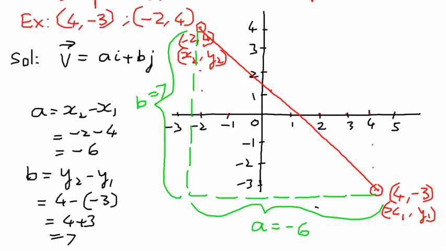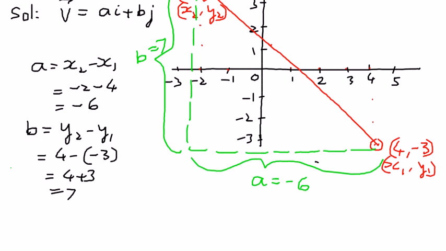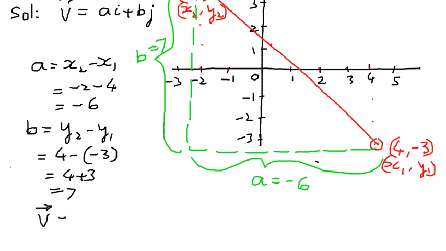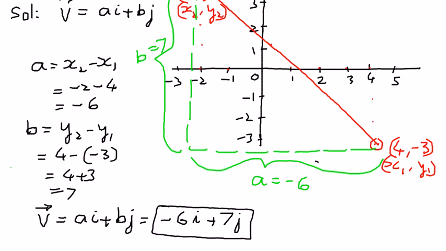So we got the values of a and b, and therefore now we can come back and represent the algebraic vector as follows. The algebraic representation of a vector is ai plus bj. Here a is negative 6, so negative 6i, plus b is 7j. So the vector v, we can represent as negative 6i plus 7j. This is the algebraic representation of that vector.